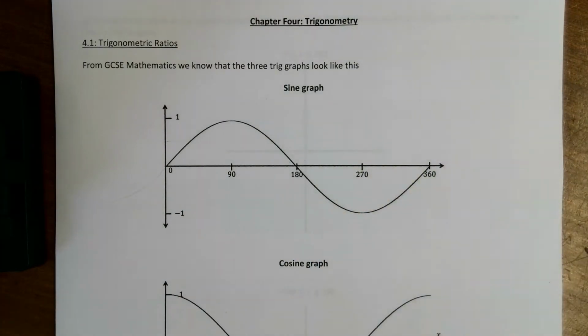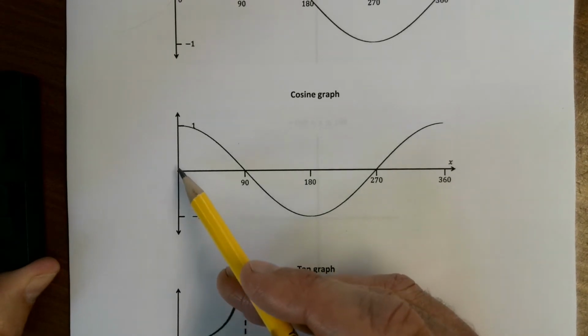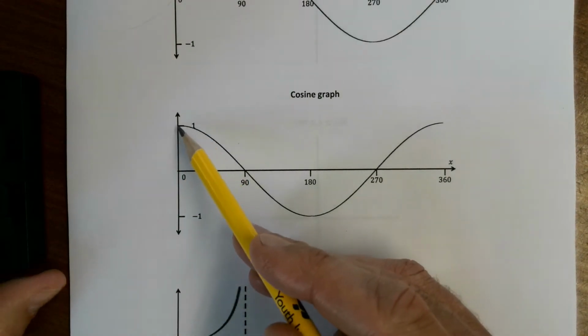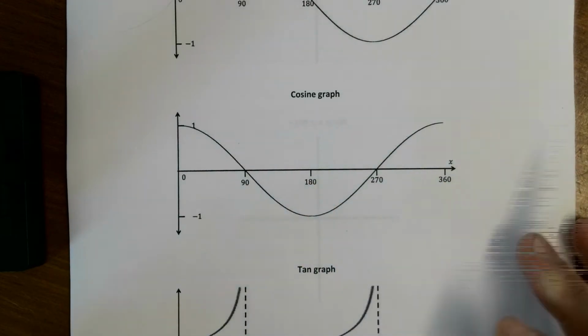Cosine is the same graph, just moved along a bit. If you do cosine of 0, you get 1. If you do cosine of 90, you get 0, and so on, and again all the points in between.